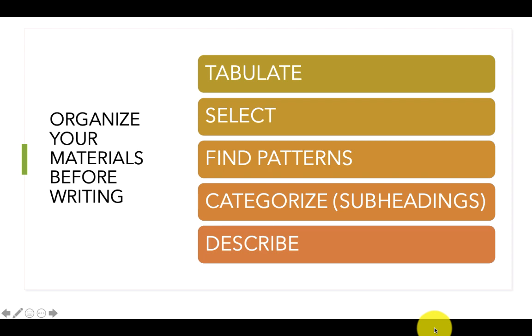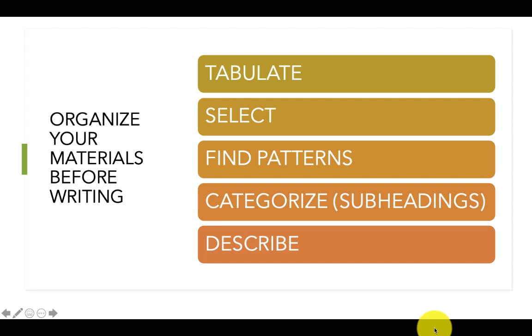Simple. First, you need to tabulate them. What is tabulating them? You just put a summary of the article in a table format. And then you need to select articles that are relevant to your research. Once you have evaluated these selected articles, you're going to eventually find patterns among them. After that, you can use these patterns or themes and categorize them into subheadings for your literature.